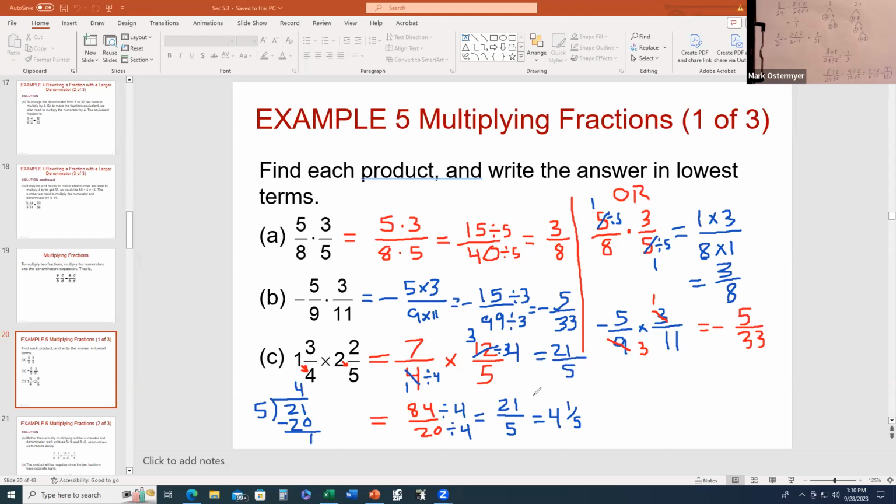We get the same answer regardless of how you decide to do the problem, okay? But whether you're cross canceling or not, ladies and gentlemen, if you do things correctly, you will get the correct answer in the end anyways. Any question about any of these problems on here?